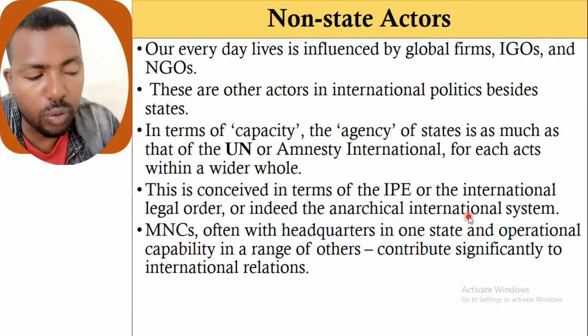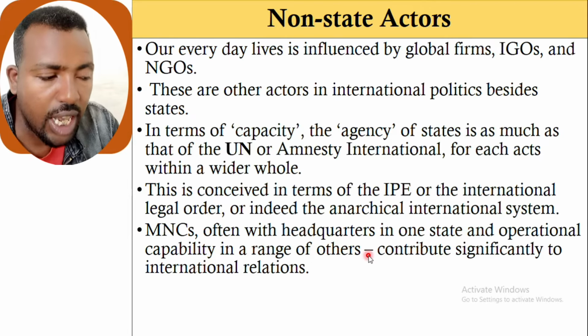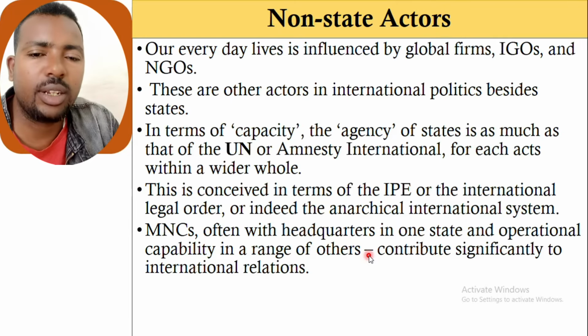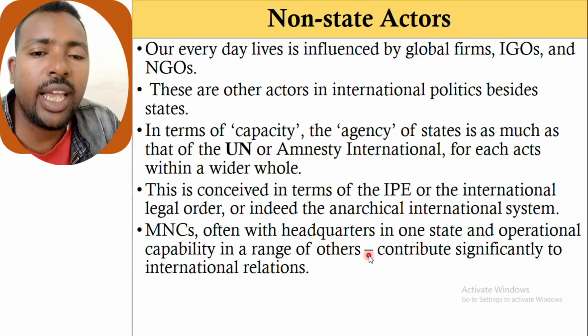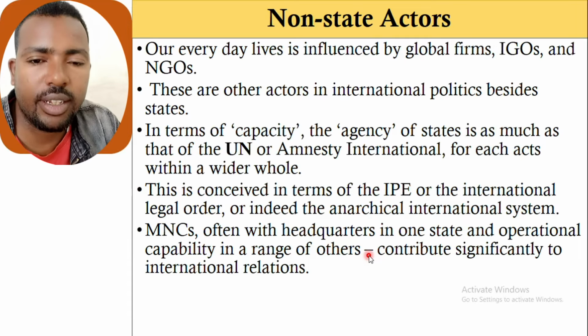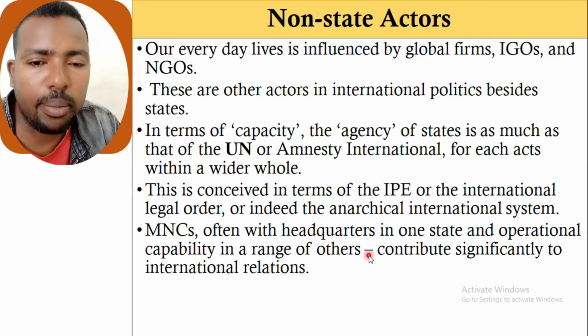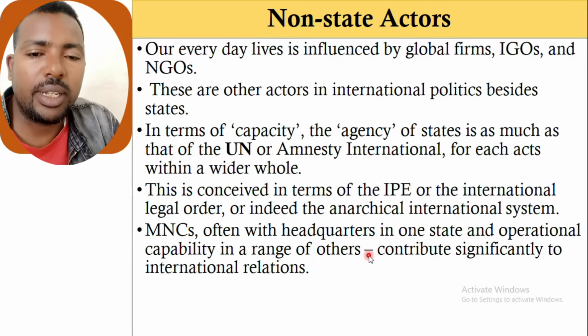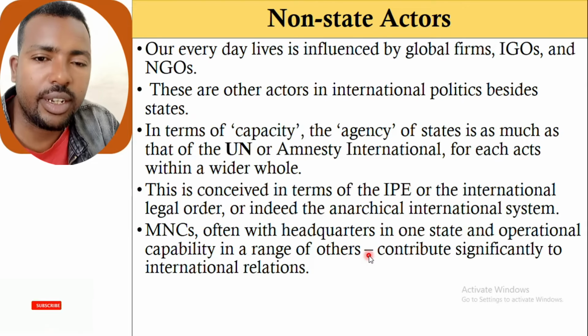Multinational corporations, often with the headquarters in one state and operational capability in a range of others, contribute significantly to the international relations. These multinational corporations basically base their head office in their home country, and establish their branches in different countries. For example, Toyota is a car producing company in Japan. This Toyota is a multinational corporation. It has several branches in different countries.